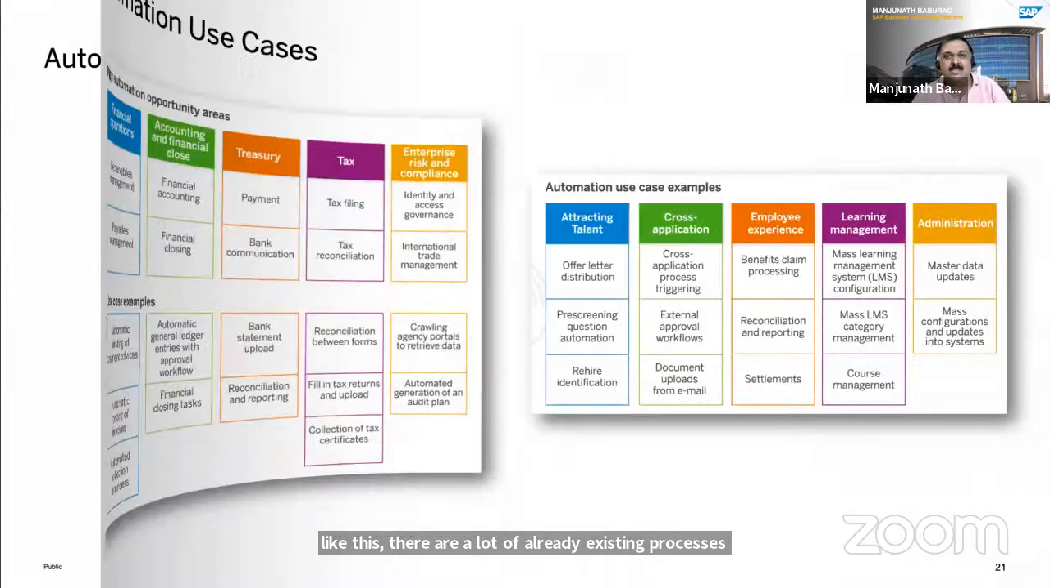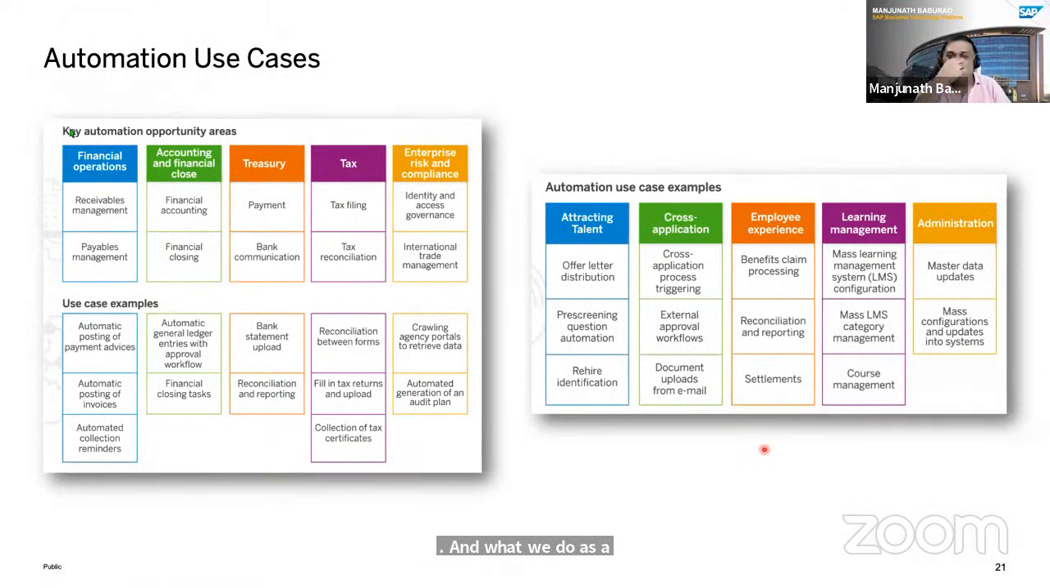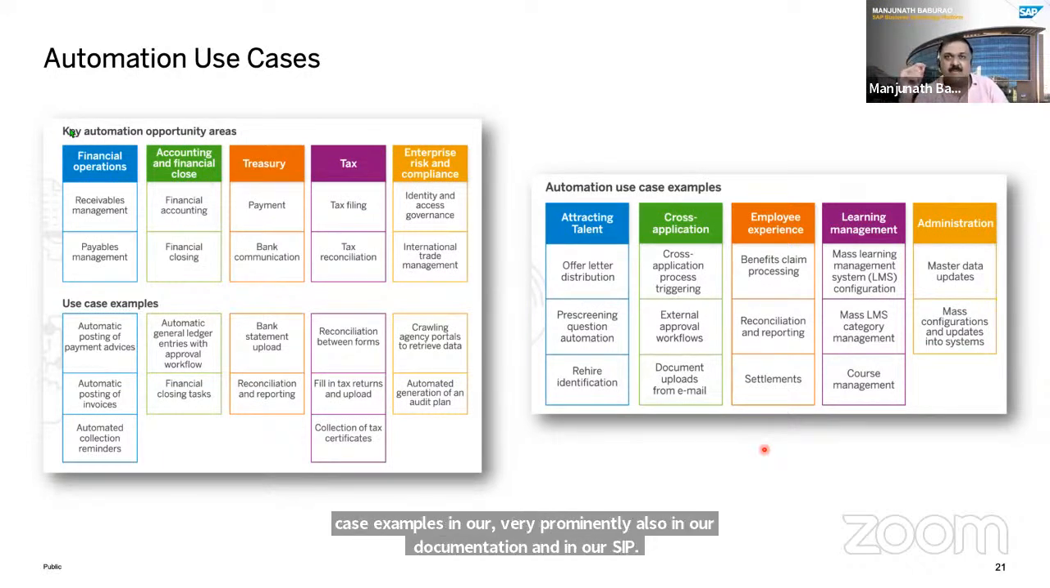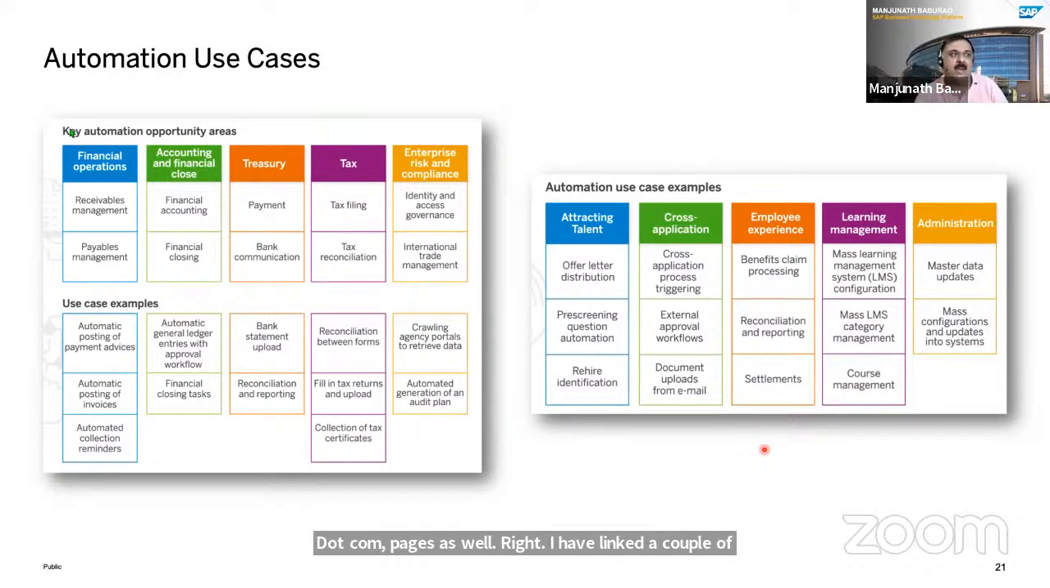And what we do as a best practice, apart from also giving out some of the bots and the content, we also already call out some of the opportunity areas and use case examples very prominently in our documentation and on our sap.com pages as well, right? I have linked a couple of those, from the finance domain and the human resources domain, showing what kind of automation examples or opportunities are already available, which you can then utilize using SAP Build Process Automation as a capability on top of the business technology platform, right?